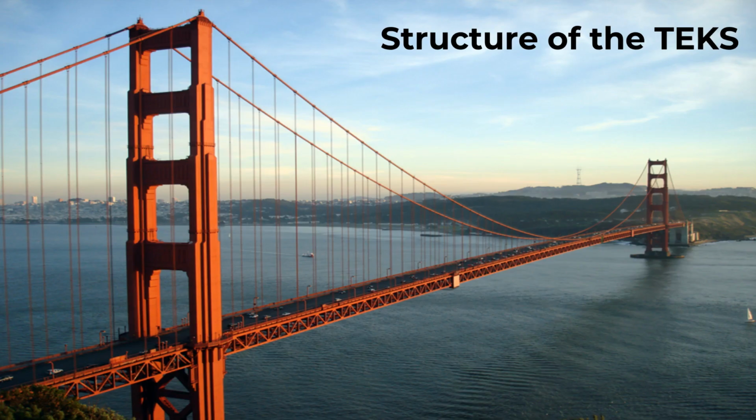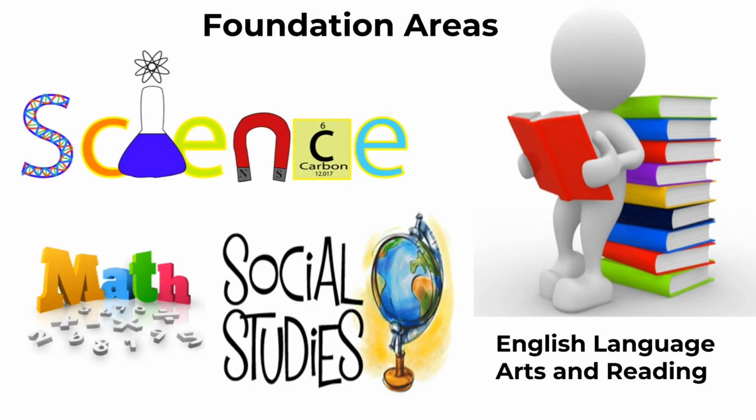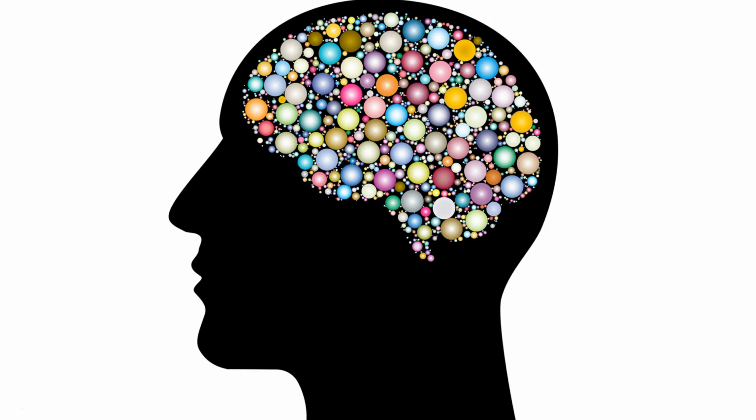Let's take a moment to walk through the structure of the TEKS. There are 4 foundational areas within the TEKS, which are often referred to as the core contents. We have English Language Arts and Reading, Math, Science, and Social Studies. In addition to the 4 core contents, there are enrichment areas including Fine Arts, Physical Education, Technology Application, Languages other than English, Health, Religious Literature, and even Career and Technical Education.